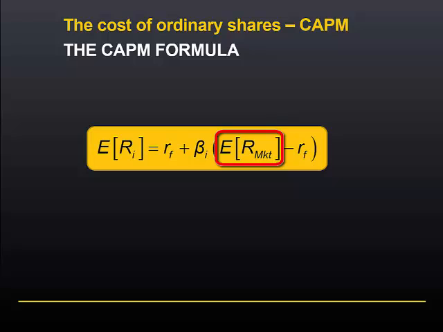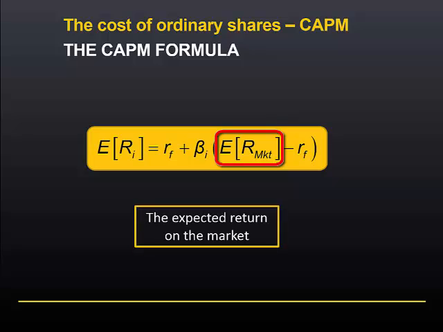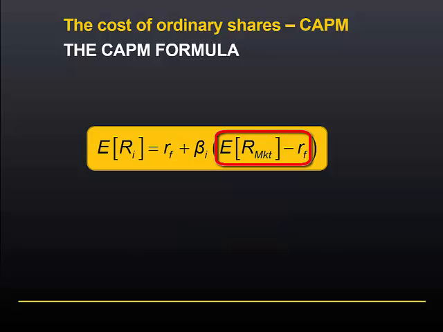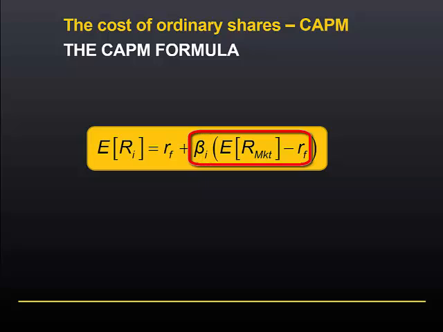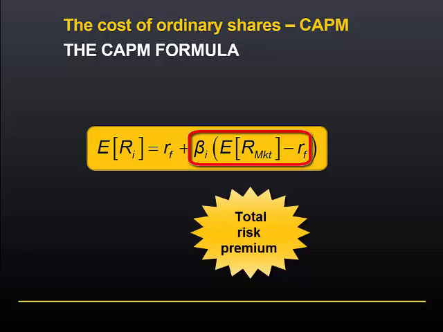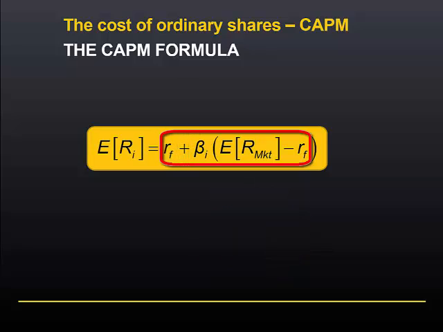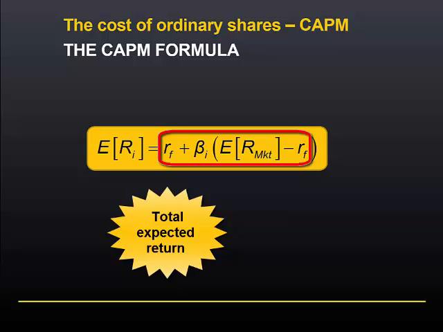The first term in brackets is the expected return on the market. So we take the expected return on the market, subtract the risk-free rate, we get the market risk premium, multiply this by beta, the measure of risk, and we get the total risk premium, and then we add that to the risk-free rate to get the total expected return, or in this case the cost of ordinary shares.